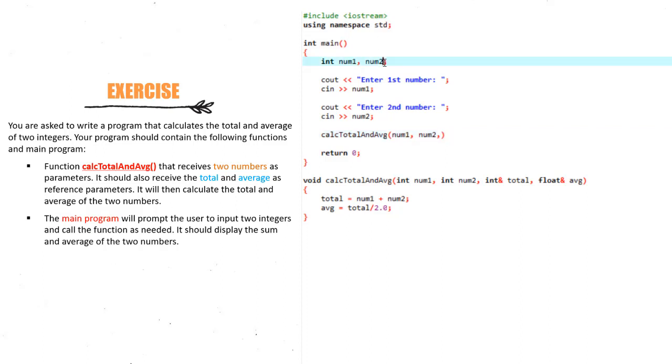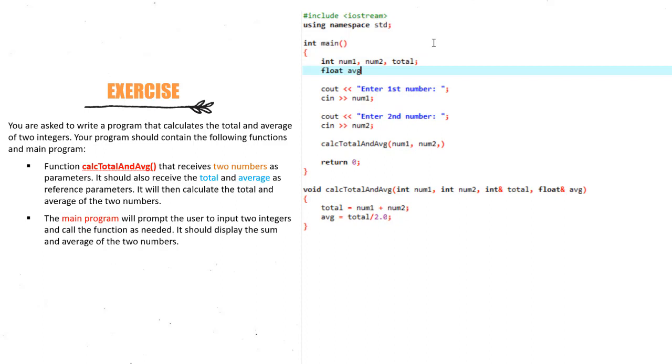So here we have total. Make sure the data type is the same: int, this is int, this is int, total is also integer. Float, since we made average a float here. So we write float average. Again, these two functions are completely different, so this is its own variable and that is its own variable. You need to declare both, so we have total and we also have average.